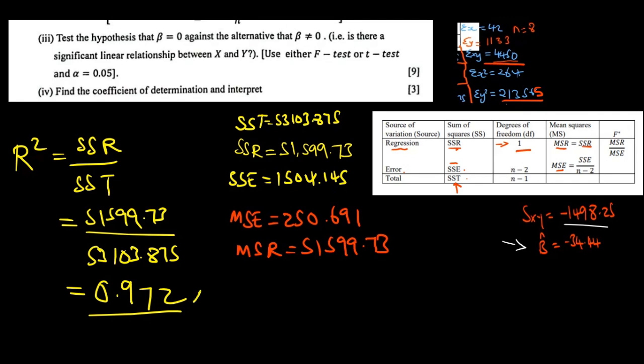We can even multiply this by 100 to put it into a percentage. It will be 97.2%. So what does the coefficient of determination mean? It means that the model explains that 97.2% of the variability in the car prices is caused by, or is based on, the car age. So that will be our interpretation of this coefficient of determination.